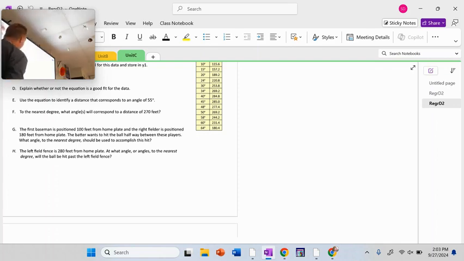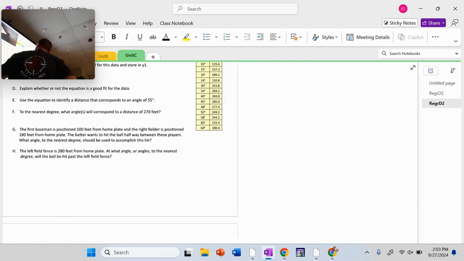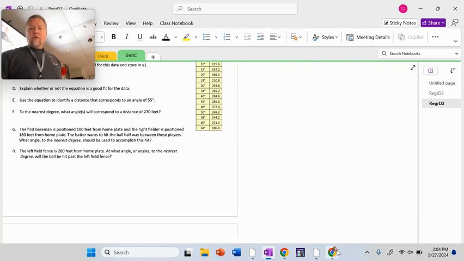Left field fence is 280 feet. That's actually a short home plate. That's short. Right? So at what angle or angles to the nearest degree will the ball hit past the left field fence? That might have a couple different things. So what I have to do is put 280 on my calculator, and then it's all those values that are above that. So it's an interval, right? It's an interval that would occur in. So that's why I like the second one the best, because it does have a lot of good questions. So when you get that parabola and the intersection, it's all the numbers that are above that. So it's that x-axis interval. Anyway, so we got what we needed to do.